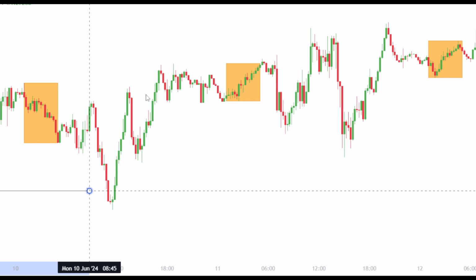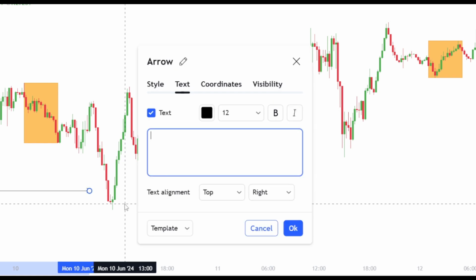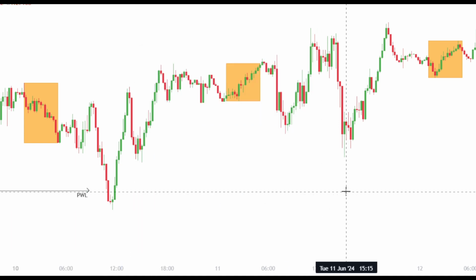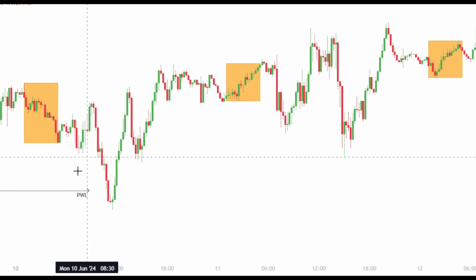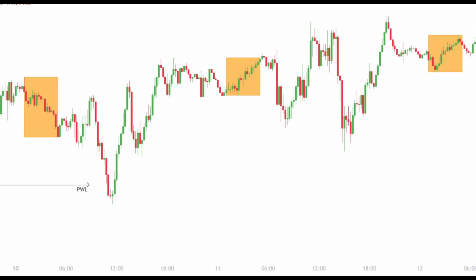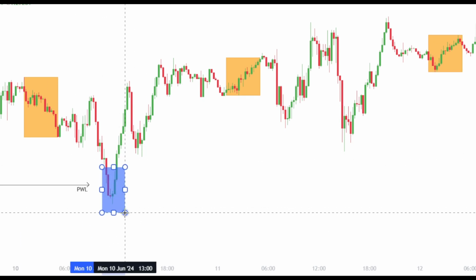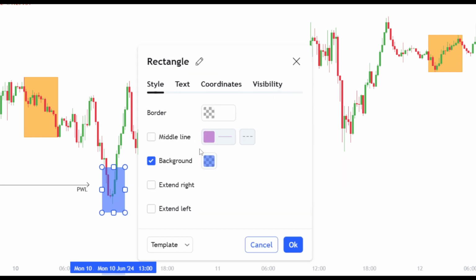This is the previous week low. You cannot ignore this when it comes to understanding liquidity. So PWL, previous week low, has been swept over here. Last week's low was swept. This is a major liquidity sweep over here. Let's label that in yellow.